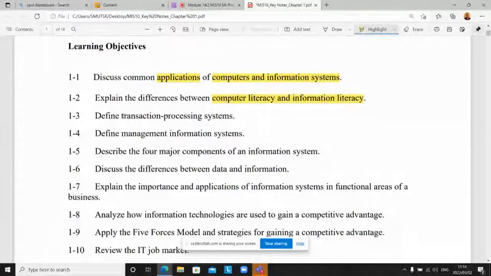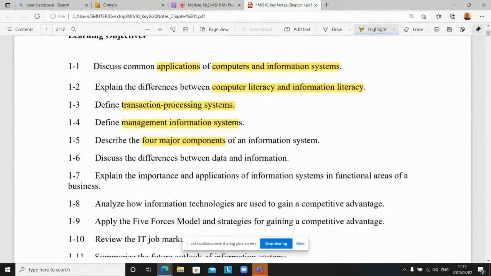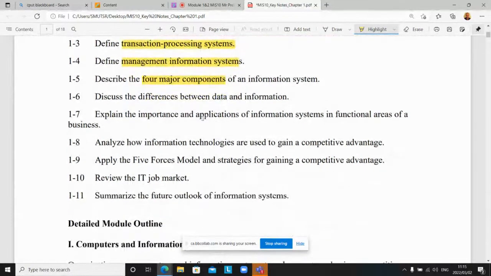What is a TPS, a transaction processing system? An example would be a bank or an ATM and a credit card. Then we're going to have a brief look at management information systems. The four major components, which is a very nice diagram in the slides for you. The difference between data and information.